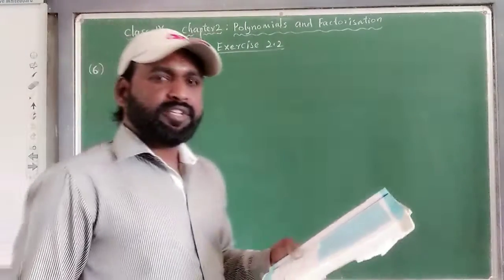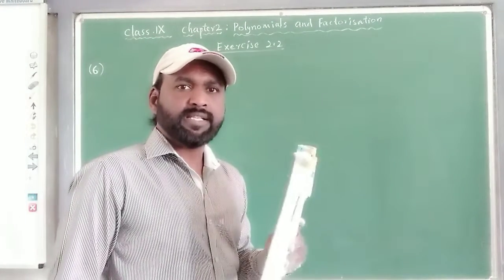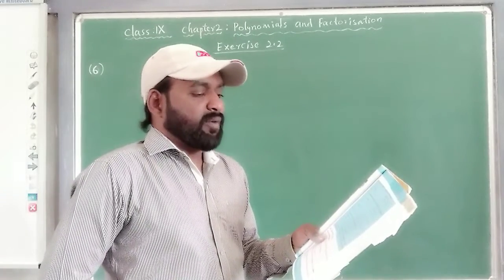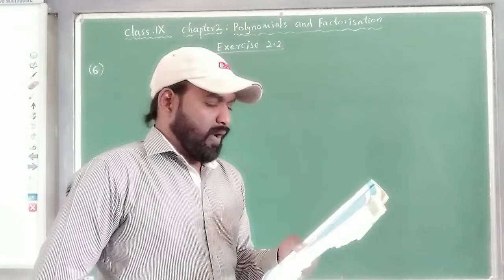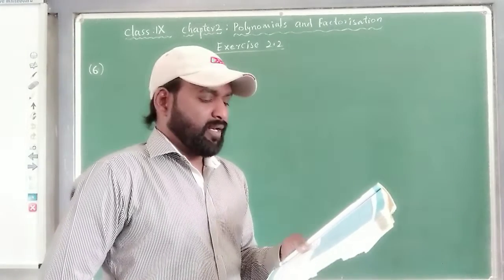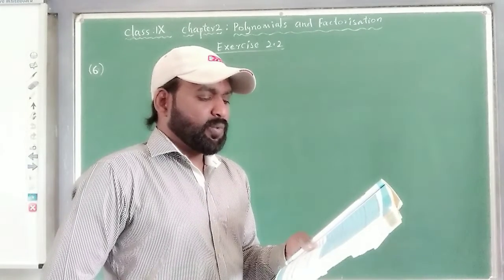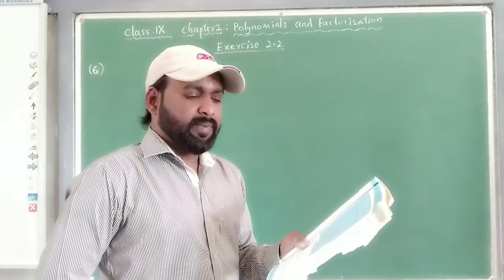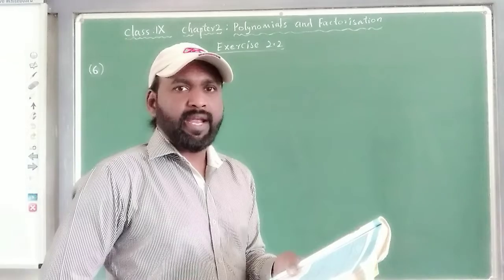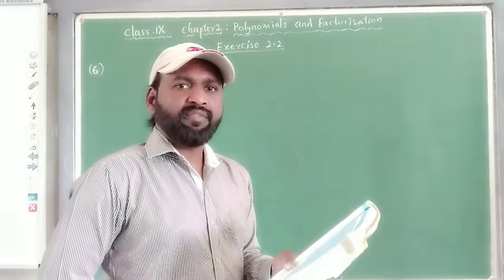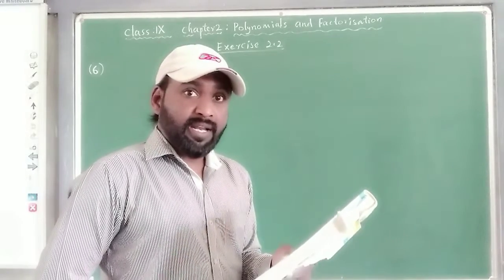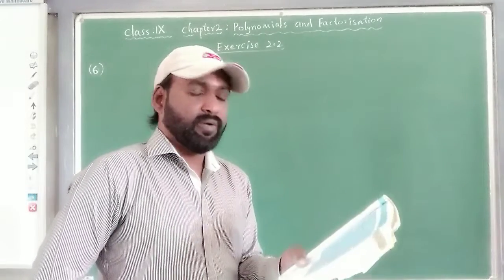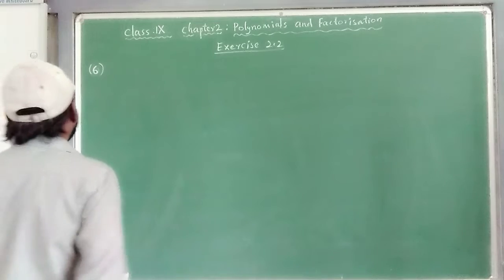See what is given in question number 6, which is the last question of this exercise. If 0 and 1 are the zeros of the polynomial f of x is equal to 2x cube minus 3x square plus ax plus b, then find the values of a and b. For this problem, two zeros are given: 0 is one of the zeros and 1 is also one of the zeros. So let us write the question and the solution.